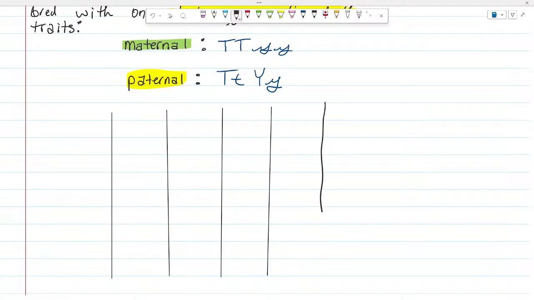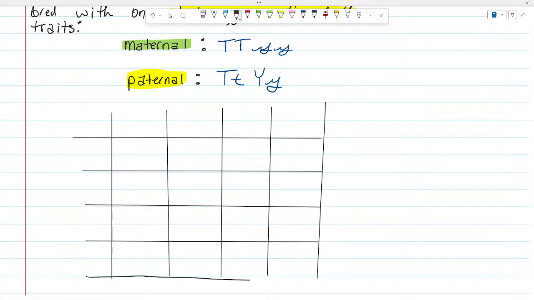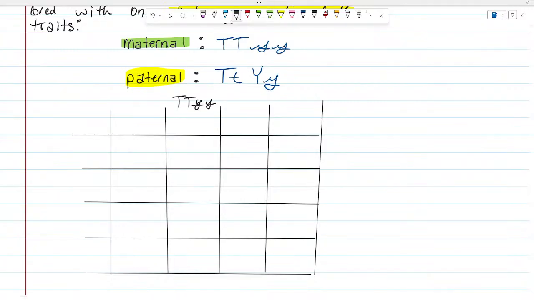Oh, really? That's a little Y. That's the worst looking little Y ever.